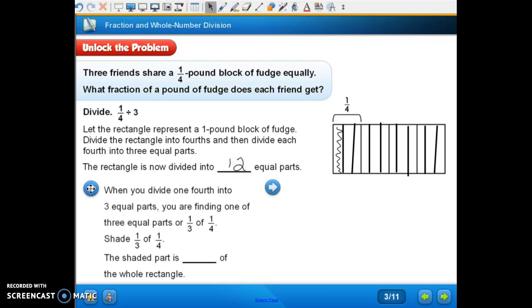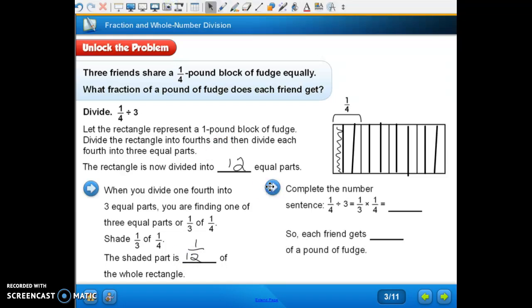When you divide 1/4 into 3 equal parts, you are finding 1 of 3 equal parts, or 1/3 of 1/4. Shade 1/3 of 1/4. The shaded part is 1/12 of the whole. Complete the number sentence: 1/4 divided by 3, which we did right here, is 1/3 times 1/4, or 1/12. So each friend gets 1/12. Remember how I told you you could use this reciprocal? Yes. That's what they did. Okay?